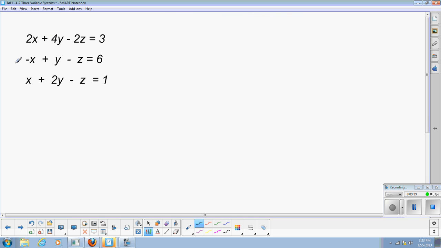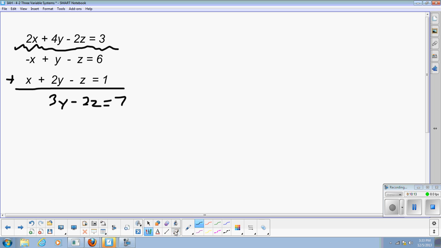Here's another one right here, a three-variable system. I have all the letters again. Following that same idea, I want to try to eliminate something. Here are opposites with the x variables. I've got a minus x and a plus x. So for the time being, I'm going to ignore that top one, and I'm going to add these two together. Negative x plus x eliminates x. Y plus 2y is 3y. Negative z is negative 2z. 6 plus 1 is 7.